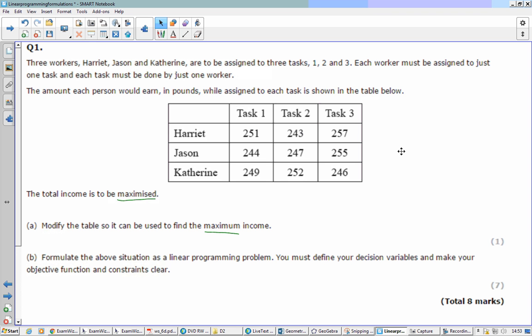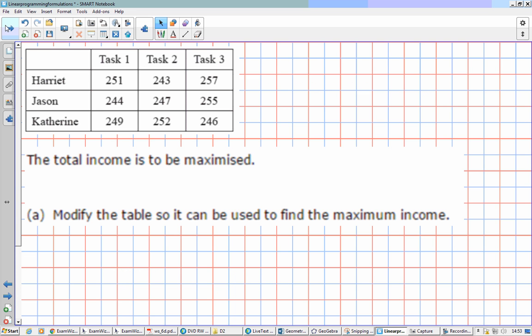So that's it really. Part A could easily come in any question on allocation problem, whether it be a linear programming formulation question like this, or whether in part B you went on to actually use the Hungarian algorithm to solve it. Because as we know, the Hungarian algorithm actually minimizes the income. So let's just deal with that part first. We're looking for the largest number here. The largest number in this box, as we can see, is the 257 there on the right hand side.